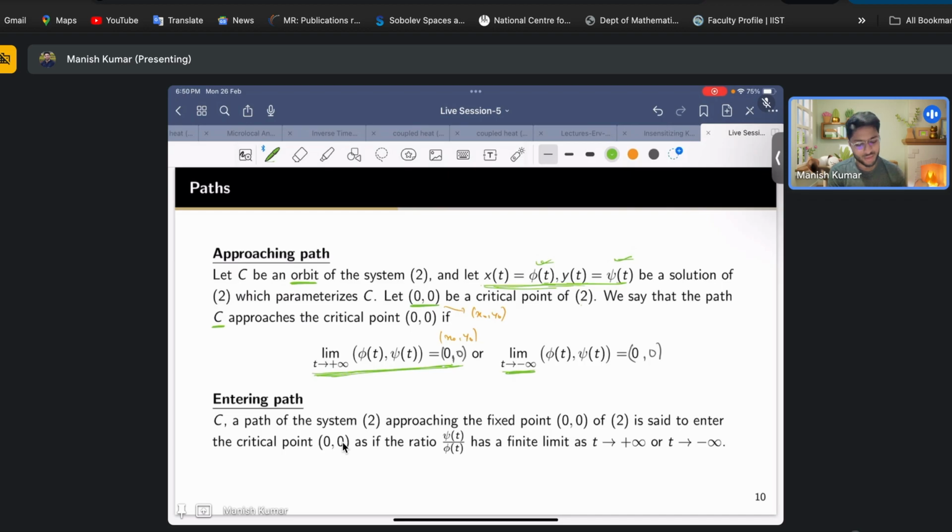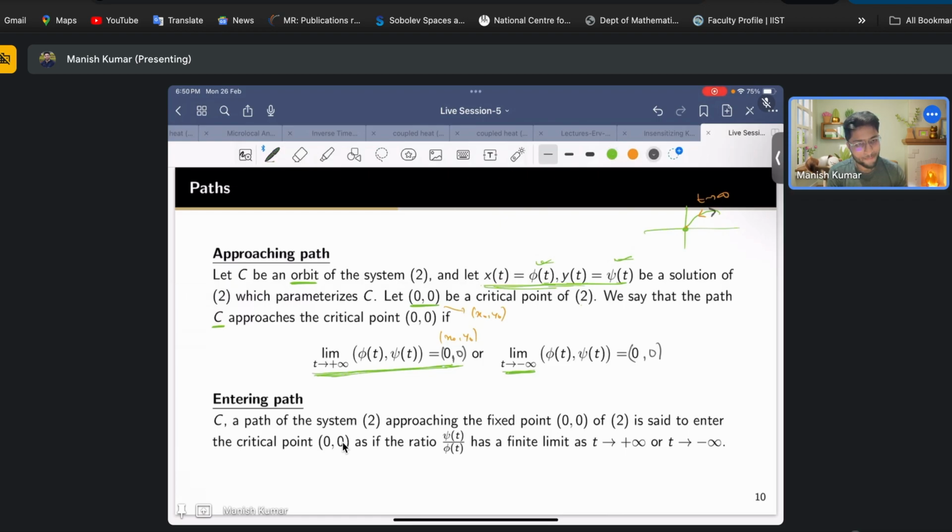Okay, that means in other way, if this is (0, 0), then the curve should be like this. So maybe the arrow can be like this. The arrow represents t going to infinity. This means as t goes to infinity, this is approaching 0, and as t goes to minus infinity, it approaches 0 too, meaning you will have the opposite sign, that means this side.